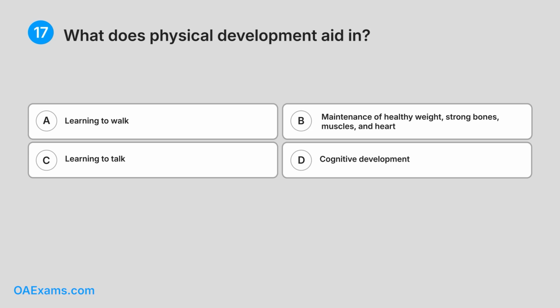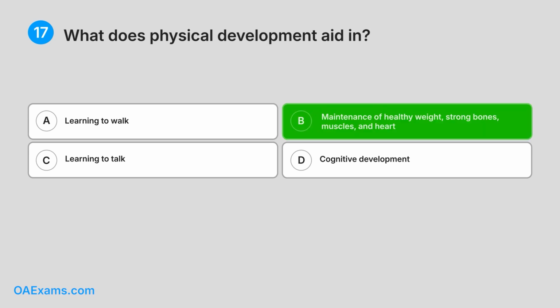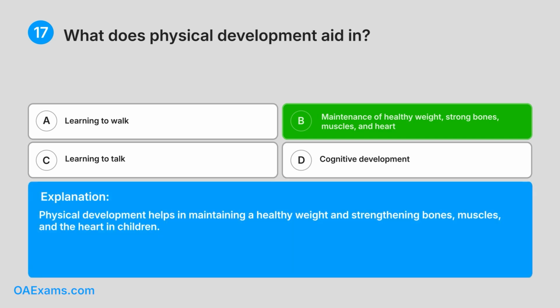Correct answer: B. Maintenance of healthy weight, strong bones, muscles, and heart. Explanation: physical development helps in maintaining a healthy weight and strengthening bones, muscles, and the heart in children.